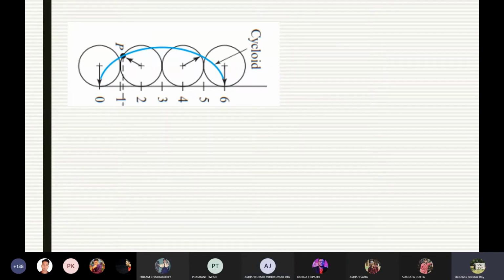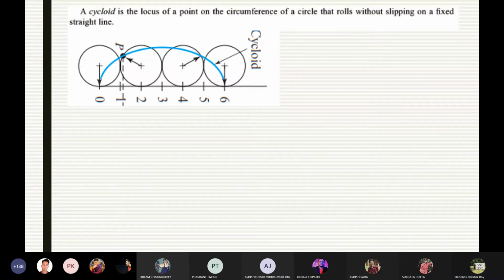Now, what do you mean by cycloid? Can anyone tell me what a cycloid is? The locus of a particular point on the circumference of a circle traced during a complete rotation, during pure rolling. When is pure rolling on? On a flat surface, on a flat straight line. So a cycloid is the locus of a point on the circumference of a circle when the circle rolls over a straight line without any slip. When a circle rolls over a fixed straight line, any point on its circumference traces the cycloid.